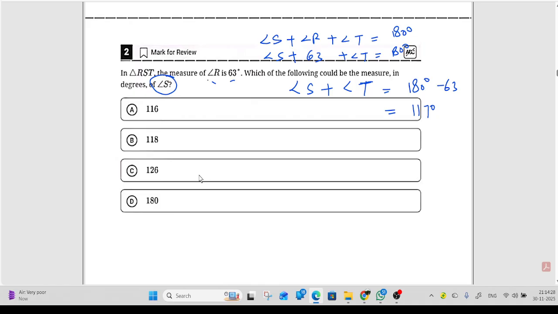So S must be less than 117, right? If you see, these three are more than 117, so the only option left is this, because they both add up to 117. So it should be less than 117, which is option A. Like if this is 116, angle T is going to be 1, which is a positive angle, so it's fine.